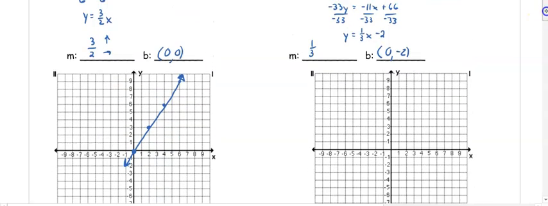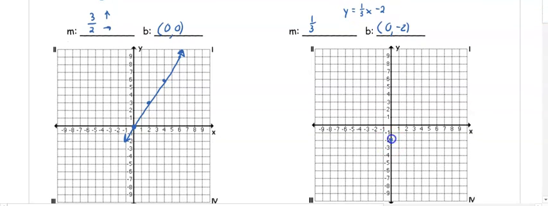So on the y-intercept, we start at -2. If our slope is 1/3, that goes up 1 and right 3. And then we can connect those points.